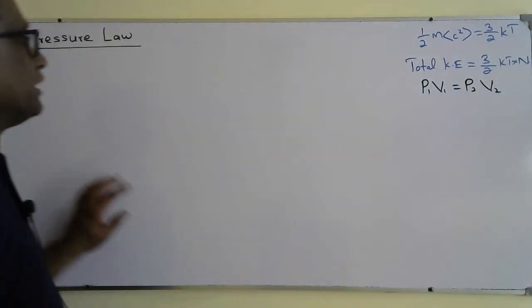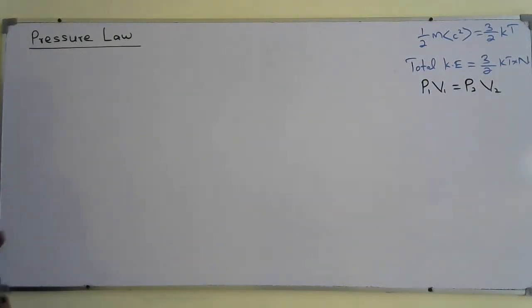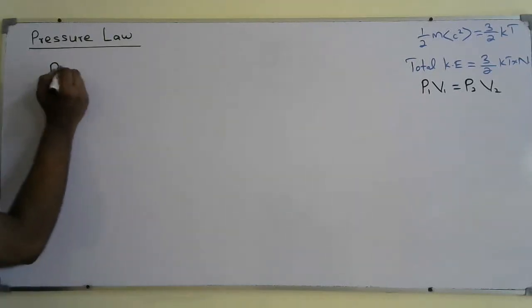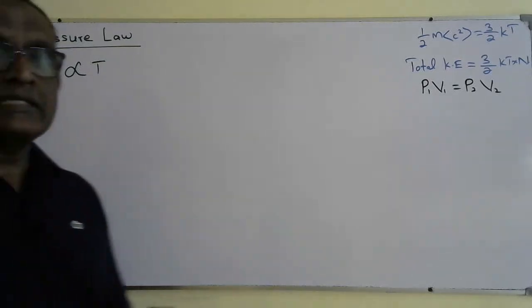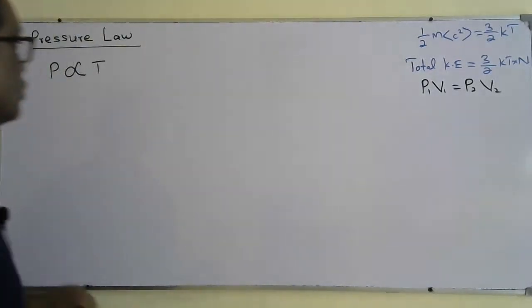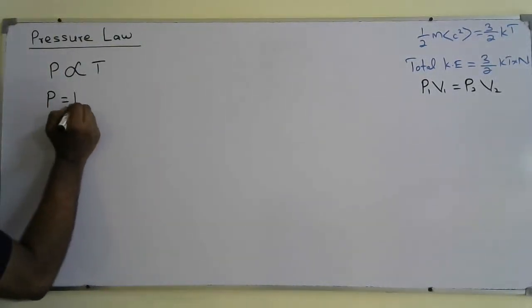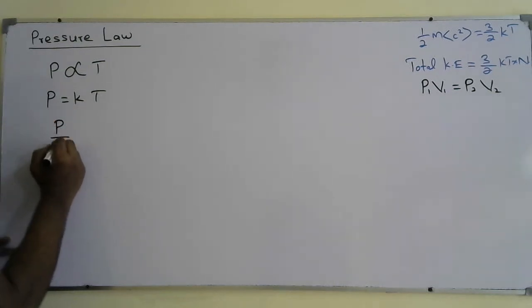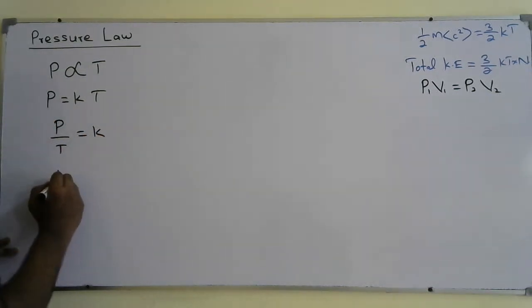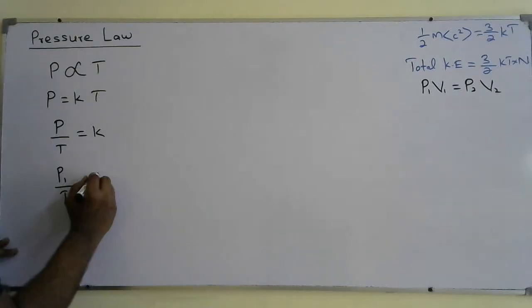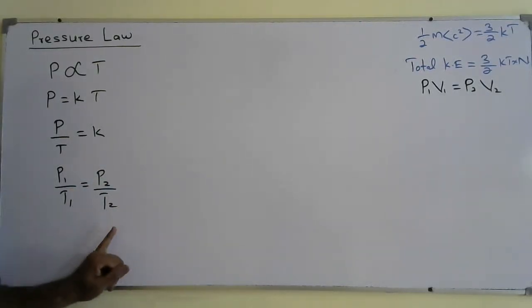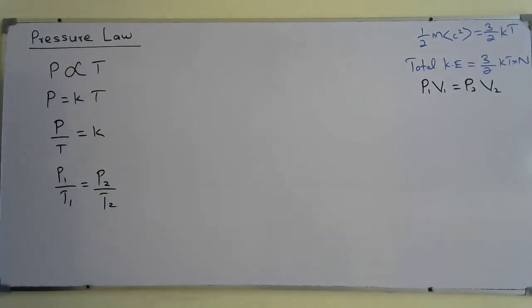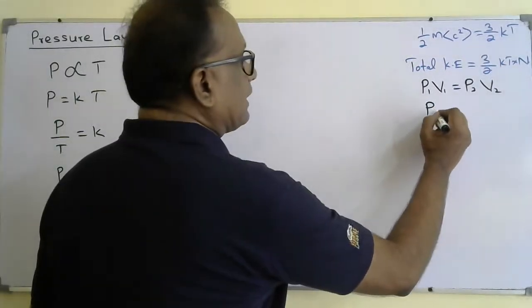Okay, so according to the pressure law, the pressure is directly proportional to absolute temperature. Absolute temperature means temperature in Kelvin scale. So P is equal to a constant times T. P over T is constant. That means P1 over T1 equals P2 over T2. Common mistake, mostly students, they don't convert the temperature to Kelvin scale. The temperature must be in Kelvin scale.